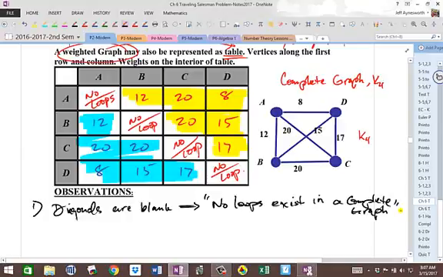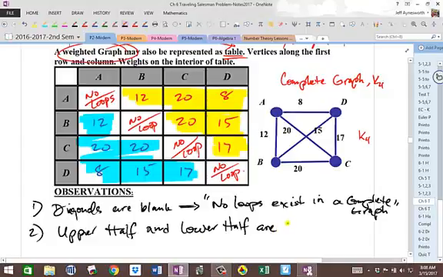Okay, and also, second observation right here is that it's symmetrical. The blue region is the same as the yellow region in this case because the order of the vertices does not matter. So the second thing is that the upper half is basically the same as the lower half. Upper half and lower half of the table are symmetrical, are the same.